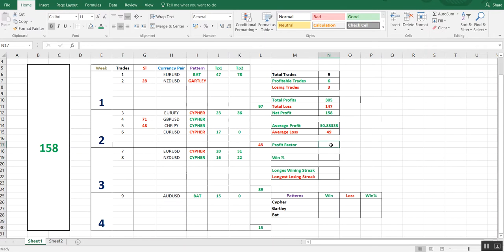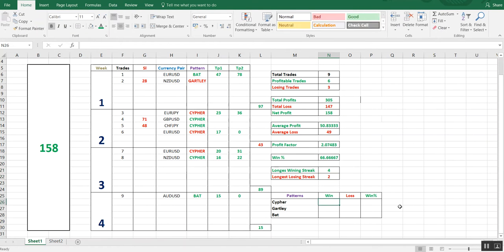So profit factor is just total profit divided by total loss. Currently 2.0, which is good. Anything above 1.5 as a profit factor is good. Winning percentage is just we won 6 trades and lost 3, so 6 out of 9. 6 divided by 9 times 100, that's the way it should be. 66%. So longest winning streak, we can see here 1, 2, 3, no, 4 actually. So that's 4. Longest losing streak is just 2.